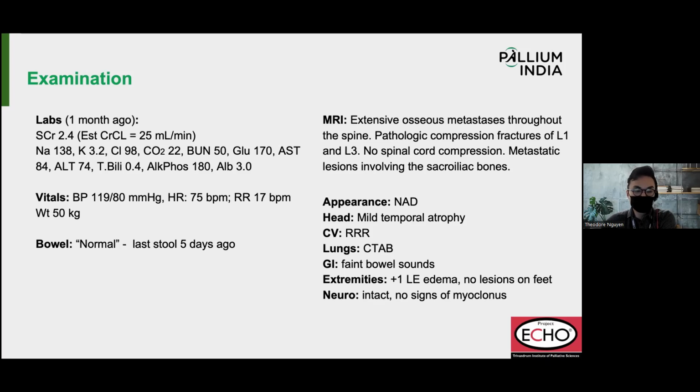Bowel sounds were normal. Last stool was 5 days ago. On MRI, it showed extensive osseous metastasis throughout the spine, pathological compression fractures of L1 and L3, no spinal cord compression, and metastatic lesions involving sacroiliac bones. On physical examination, he had mild temporal atrophy. CV, regular rate and rhythm; lungs were clear on auscultation; GI, faint bowel sounds; and extremities, 1+ lower extremity edema, no lesions on feet. Neuro exam intact, no current signs of myoclonus.